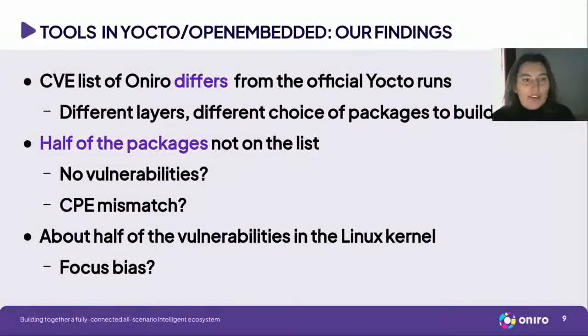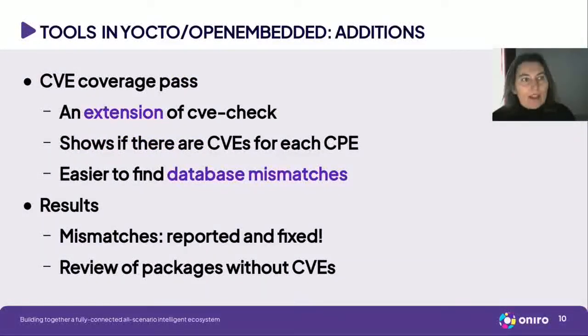Another interesting thing is that about half of all the issues that we have are in the Linux kernel. This is probably a research topic on its own, but it could be because of focus bias and the fact that people tend to report issues in the Linux kernel and get CVEs for them, and maybe less for other libraries and products.